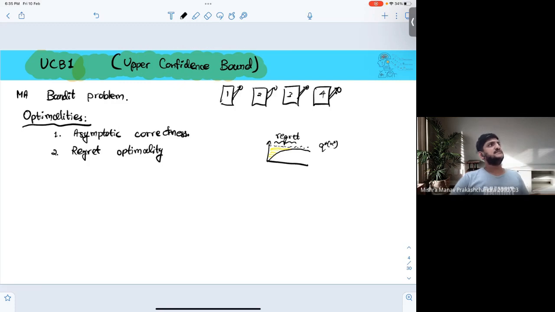I would say, yeah, it selects the arm which has the highest weighted average over the other Q values.